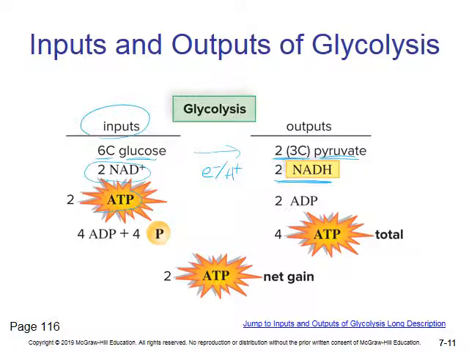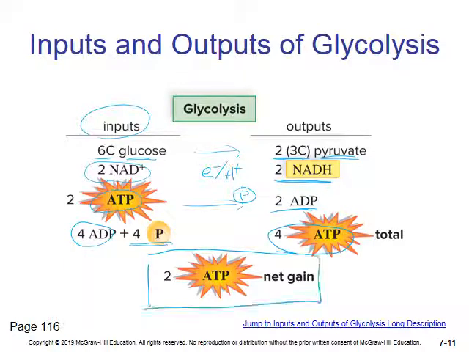You put in 2 ATPs, and you phosphorylated the molecule, so you ended up with 2 ADPs. And then we added 4 ADPs plus 4 phosphates, and we got a total of 4 ATP out. Again, the net gain is 2. We put 2 in, we got 4 out, so our net is 2.